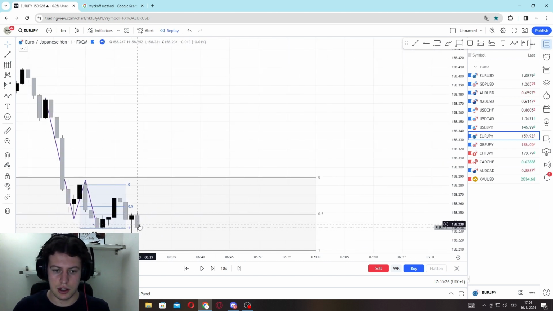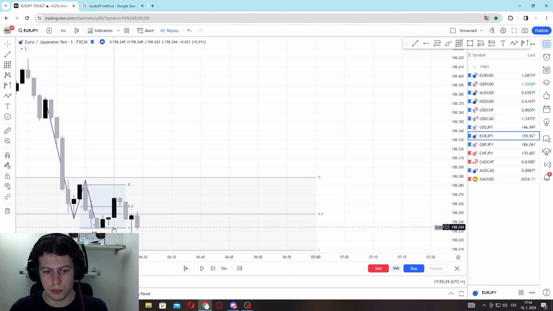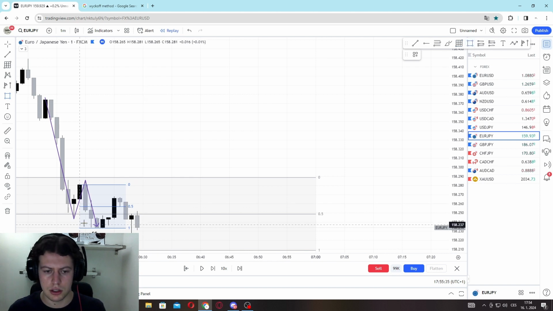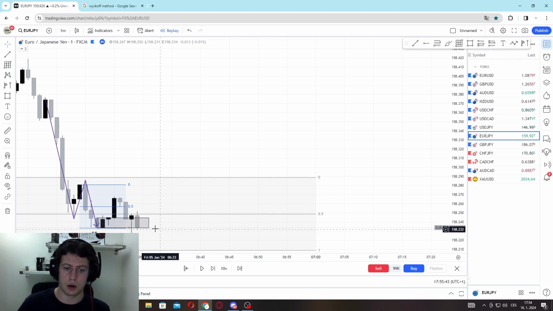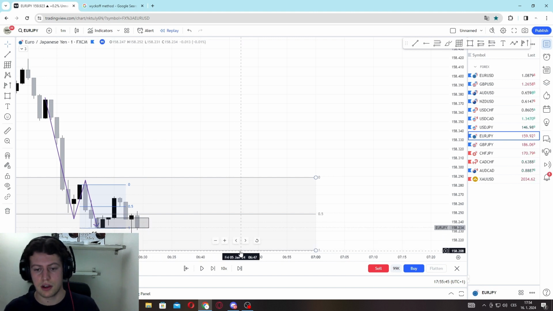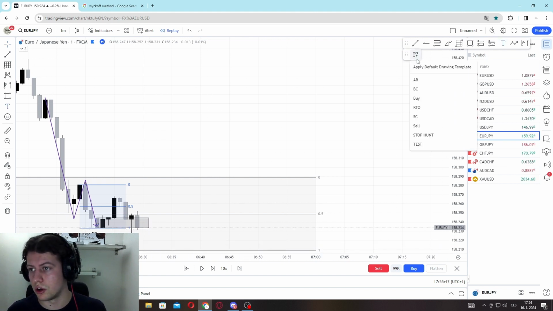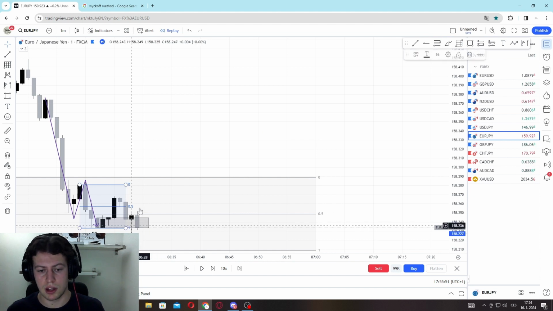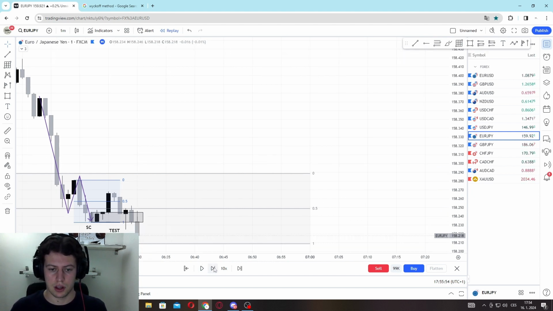Here we can see that it touched, and it somehow tests like this order block. I will maybe draw it like this. We have a small order block right here. It tests, it touches somehow, so this could be a test. I will draw it, and we will see what it makes next.